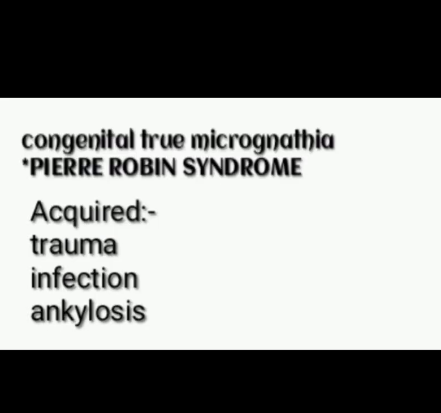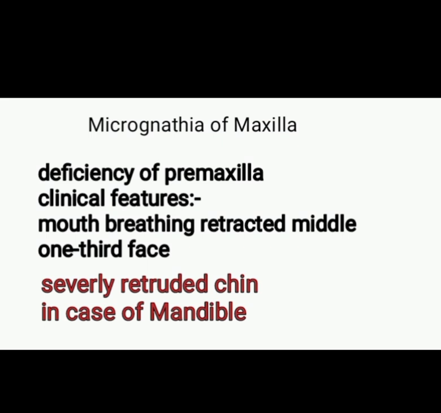Now congenital true micrognathia. A very important syndrome, that is Pierre Robin syndrome, is associated to it. Now acquired is due to trauma, infection and ankylosis. Micrognathia of maxilla. There is a deficiency of premaxilla.